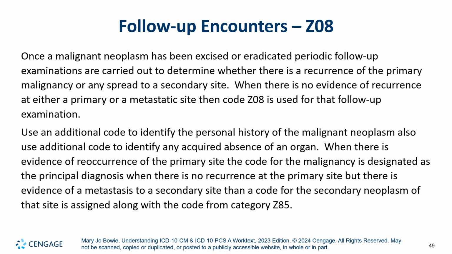If there's evidence of recurrence of the primary site, then you would code the malignancy as the principal. If there is no recurrence at the primary site, but there's evidence of metastasis to a secondary site, then a code for the secondary neoplasm along with the history of the primary would be used instead of the Z08.